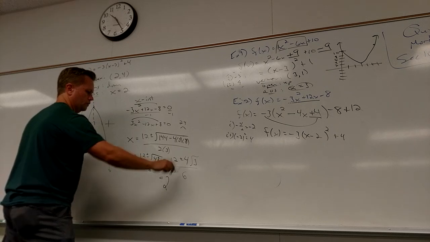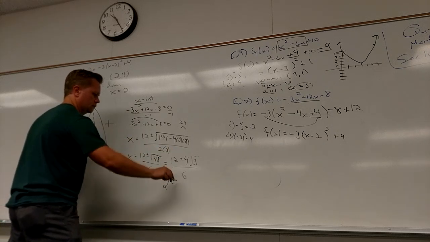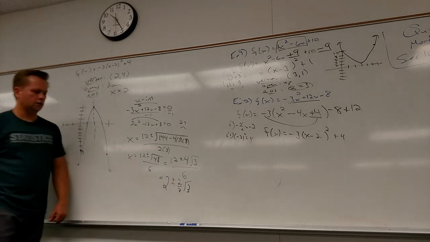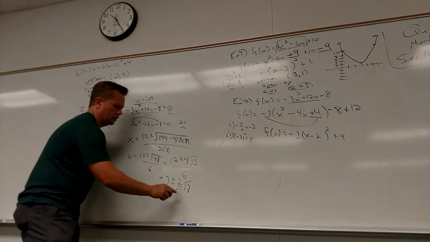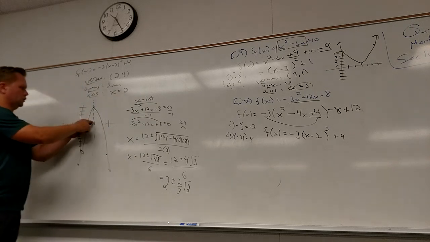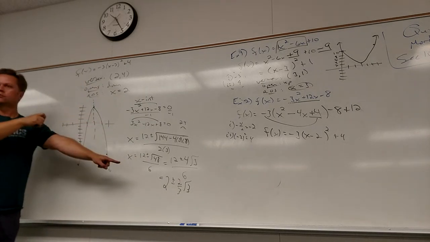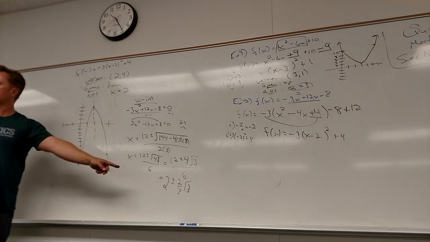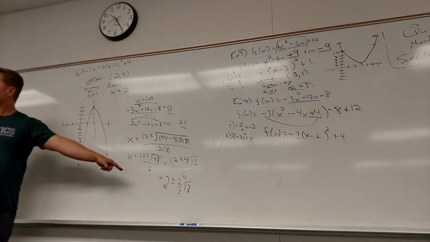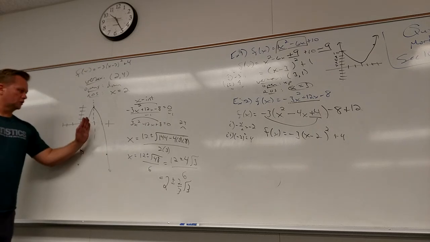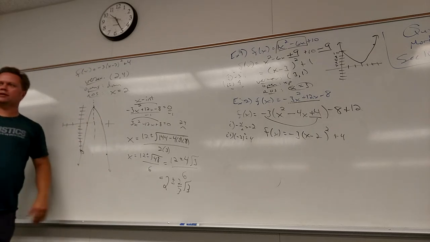Then you can reduce it to 2 plus or minus 2/3 rad 3. Now, what do you notice that's interesting there? Do you see how that's saying start at 2 and go up 2/3 rad 3 and go down 2/3 rad 3? That's what that says: 2, give or take that much. So start at 2, go up that much, go down that much. That's how you get the x-intercepts.